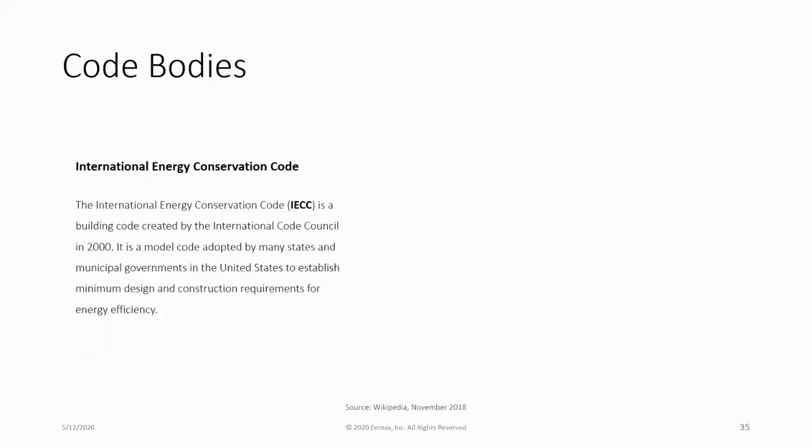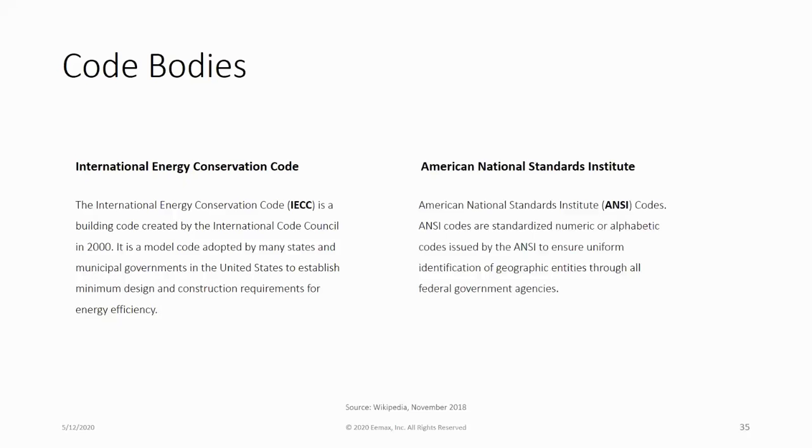International Energy Conservation Code, a relatively new body, establishes the minimum design and construction requirements for energy efficiency. And then another one to pay attention to is American National Standards Institute. I don't think we'll get too much into that today, but it doesn't play a huge role in hand washing, but it is another code out there when developing water systems.